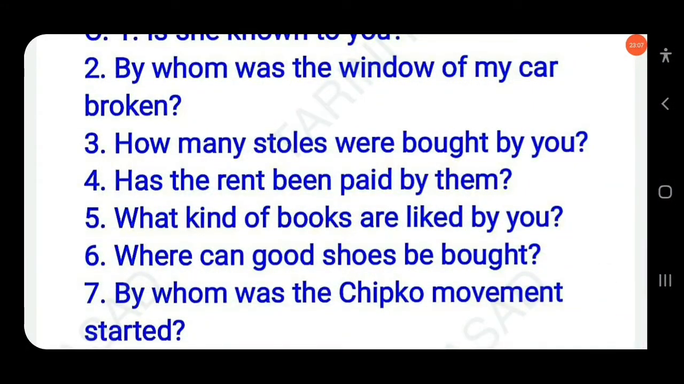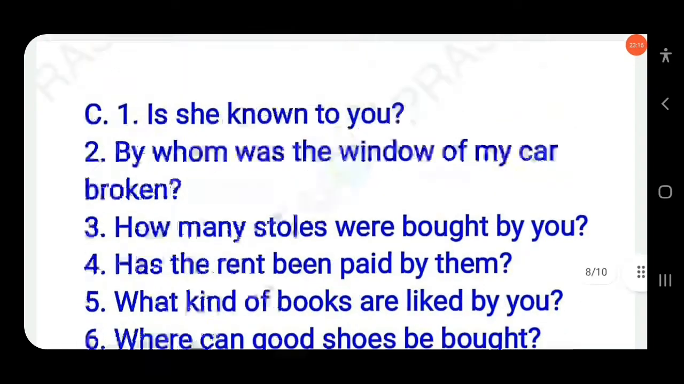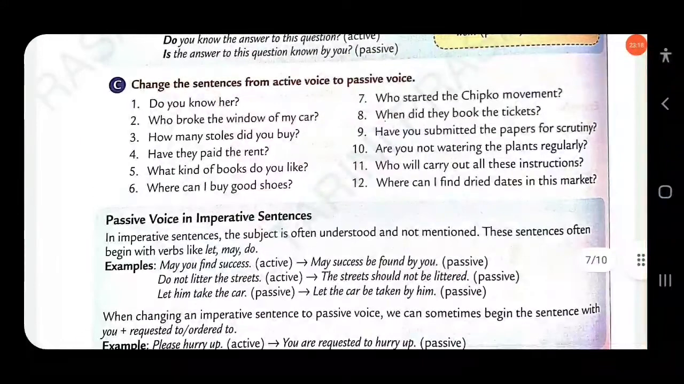This is written in agentless. Agentless means you don't need to write by me, by her, by them, by us. Okay, then next question here, who started the Chipko movement?